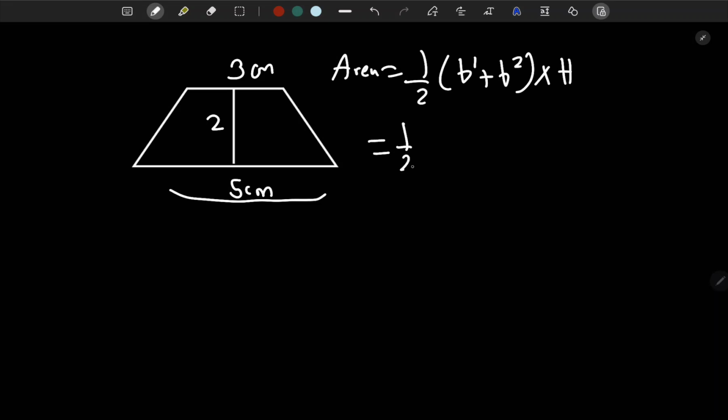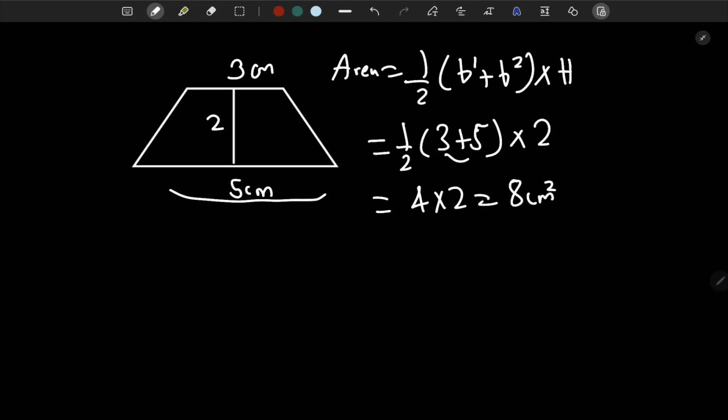It's going to be equal to half into 3 plus 5 times 2, and this will be equal to, this is 8 divided by 2, 4 multiplied by 2, which is 8 centimeters squared. This is always the unit, by the way, for area. It is the unit squared. It could be meters squared, inches squared, or feet squared. So always remember that.